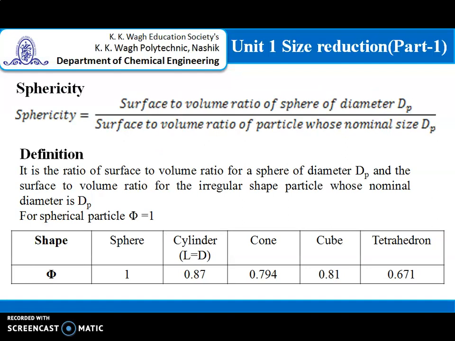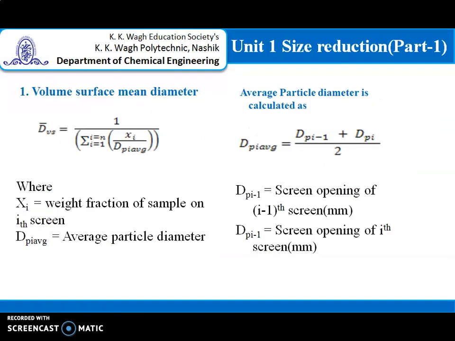After determining the sphericity, we are also required to find out the average size of the particle. Now, how can that average size of the particle be found out? That average size of the particle can be found out mainly by a screen analysis. In further lectures, we will be talking about how screen analysis can be used for determination of the average size of the particle.